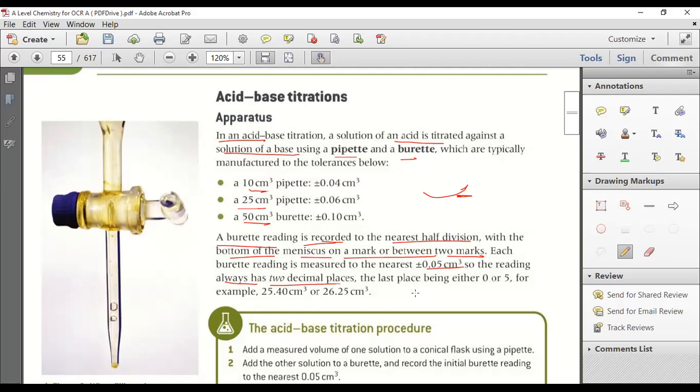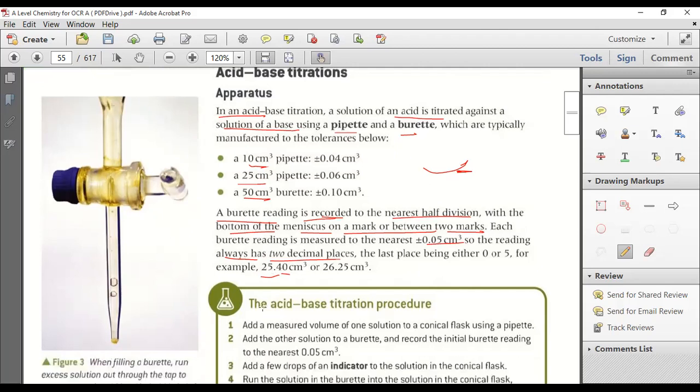It can be up to two decimal places. So 25.40 is good, 25.30 is good, 25.35 is good, and 26 or 26.25 is also good. But 25.43, 25.42, these values are not there. You should avoid them. Clear? Any doubt in this? Acid-base titration apparatus part clear? Okay.